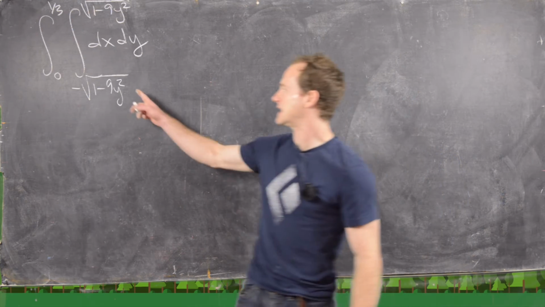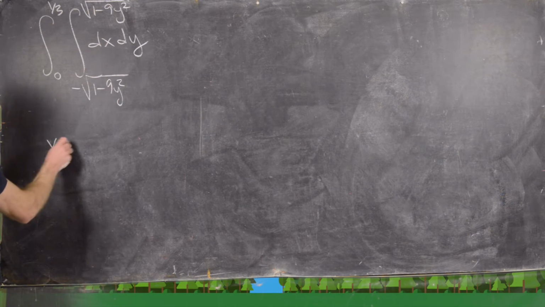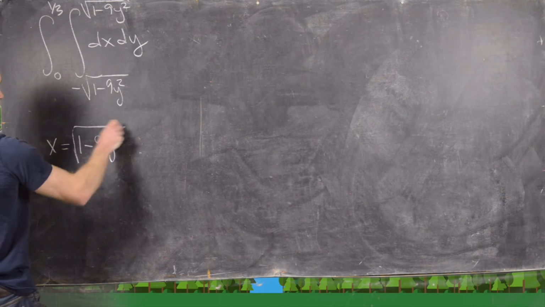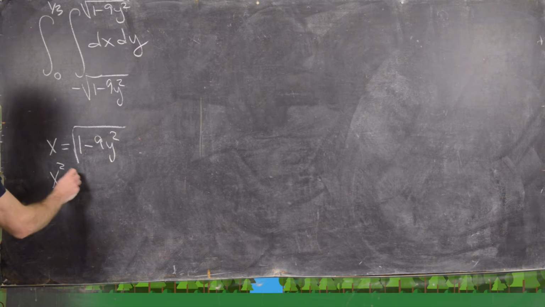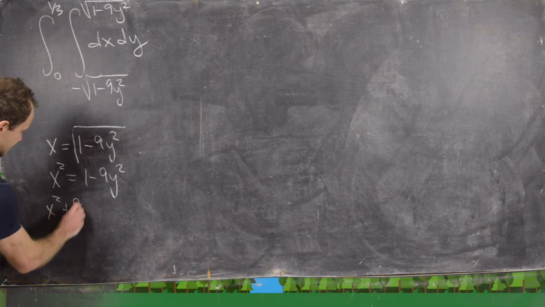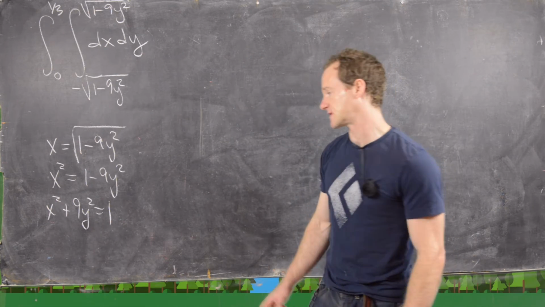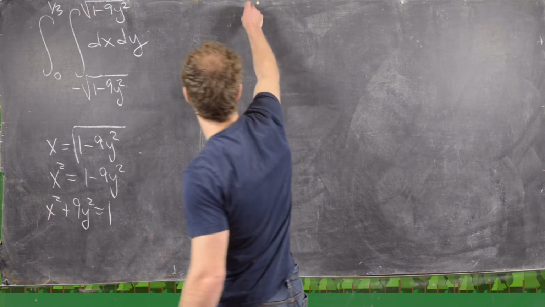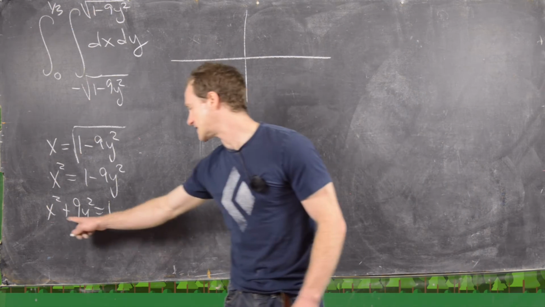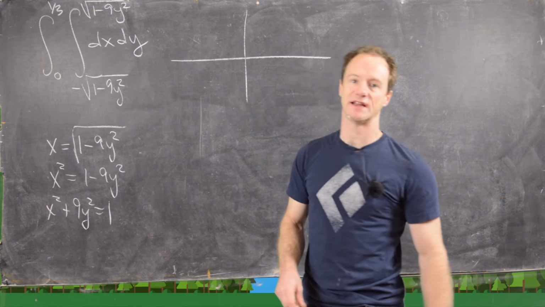So let's go ahead and get a feel for what this curve looks like. Notice if we set x equal to, let's say the top one, the square root of 1 minus 9y squared, then that's going to give us x squared equals 1 minus 9y squared, which means x squared plus 9y squared equals 1. So this is going to be an ellipse that looks the following way. Notice if the y value is 0, your x coordinates are plus and minus 1.